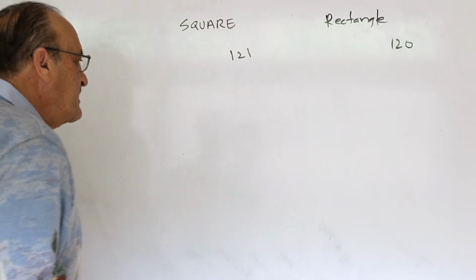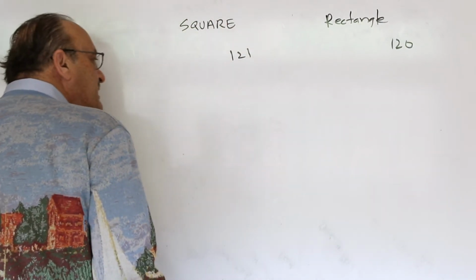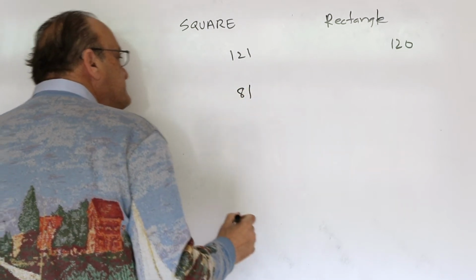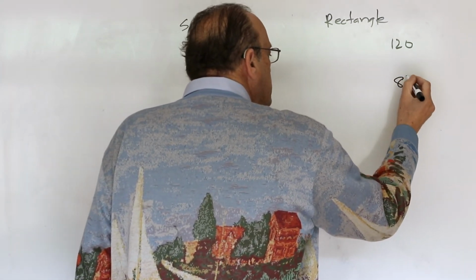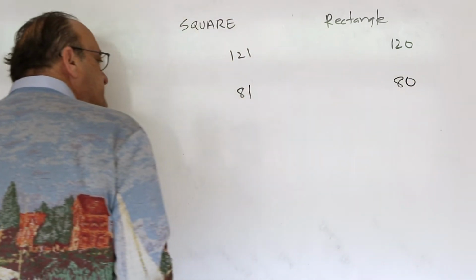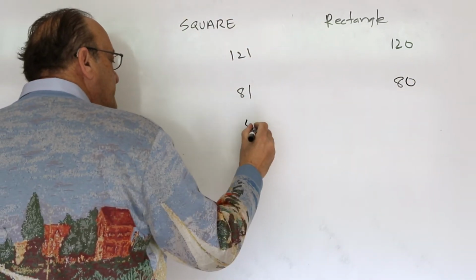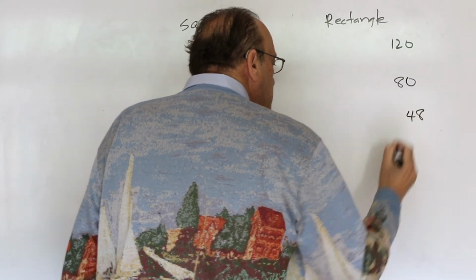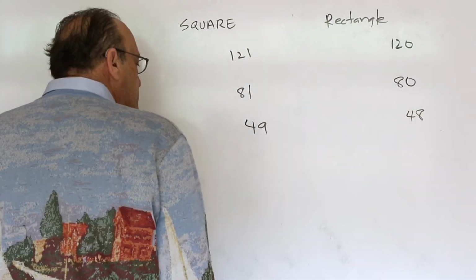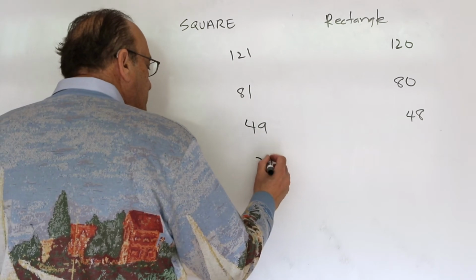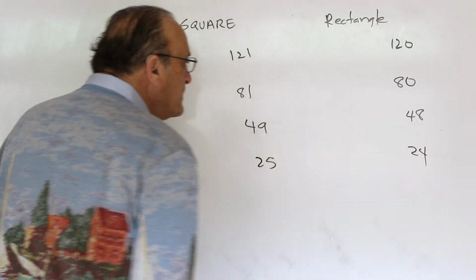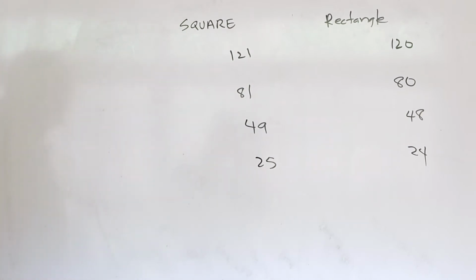And so then when they stripped off the outer layer, they got 81 and 80. When they stripped off the brown, they got 49 and 48. They stripped off the dark green, they had 25 and 24. Okay? And we'll come back to these numbers later.